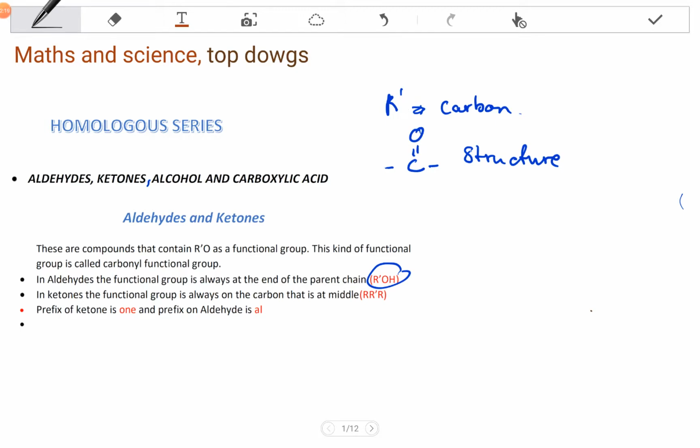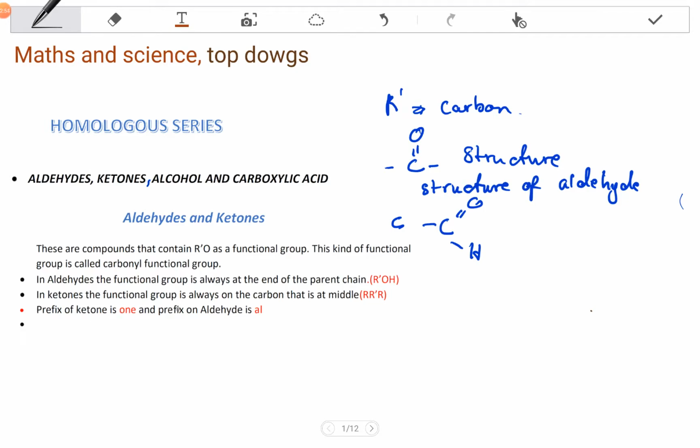For aldehydes, the reason is that this is a carbon, and then H is this, and this is hydrogen, or something like that. So this is the functional group structure of an aldehyde. This is going to be the structure of an aldehyde.